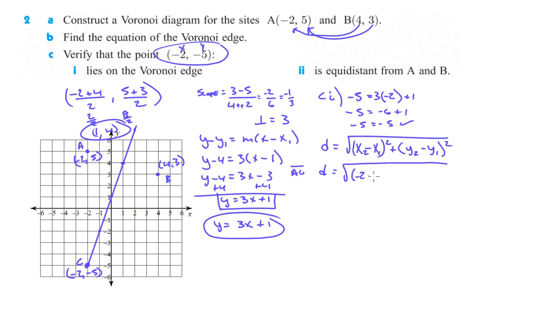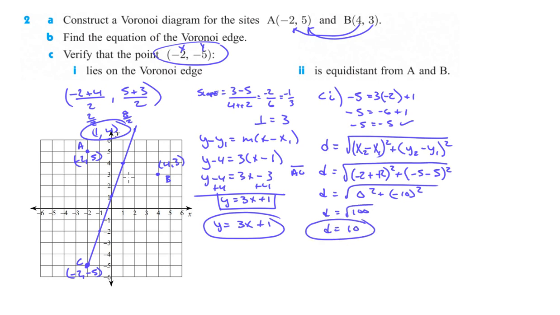So we'll do -2 minus -2 squared, and then the difference of the y's is -5 minus 5 squared. So this distance here is going to be 0 plus -10 squared, which is 0 squared is 0, -10 squared is 100, and square root of 100. So the distance of that is going to be 10. So from A to C is 10.